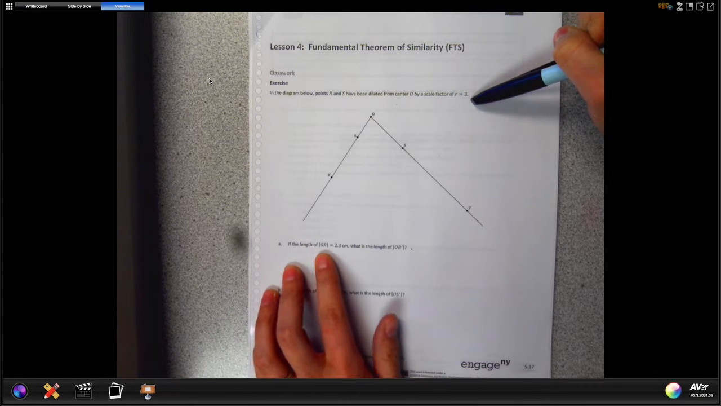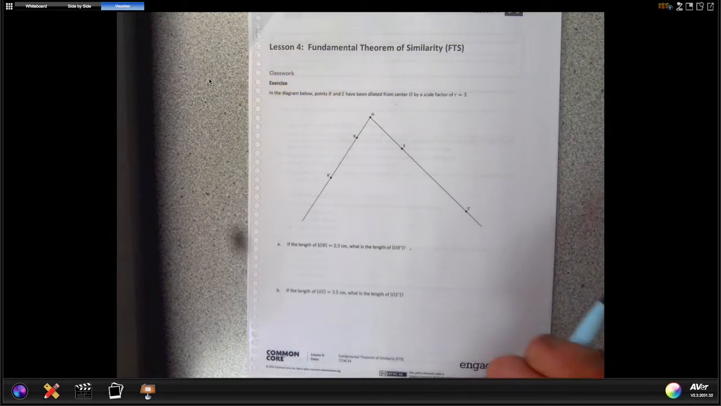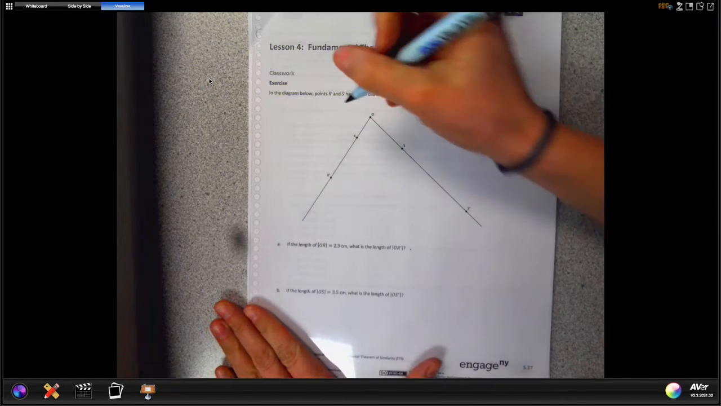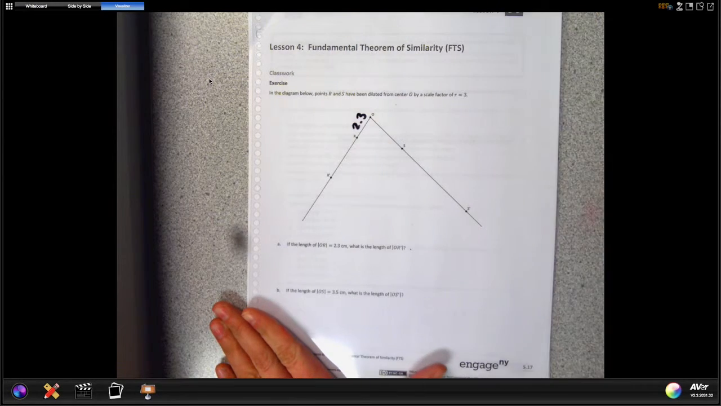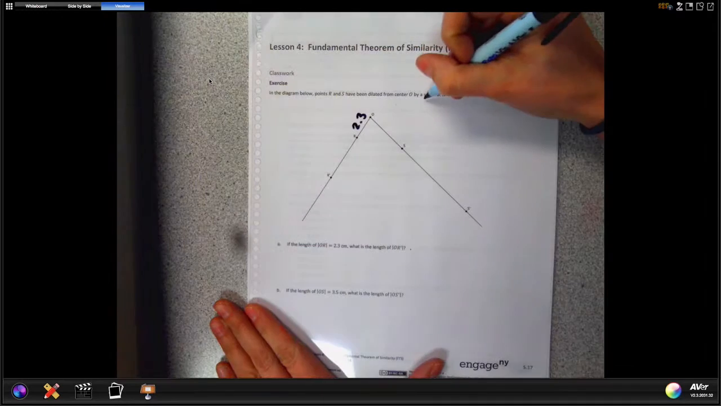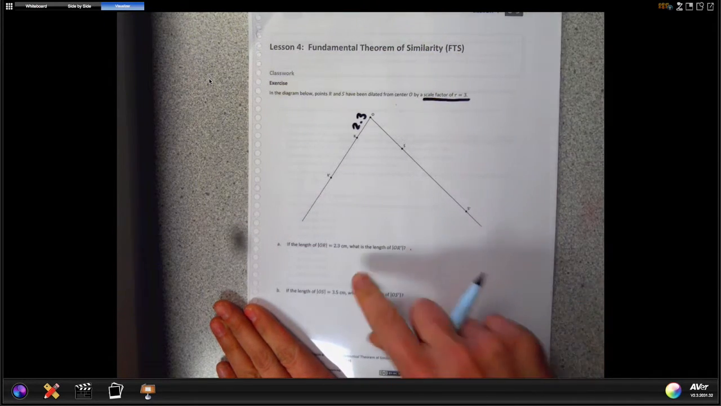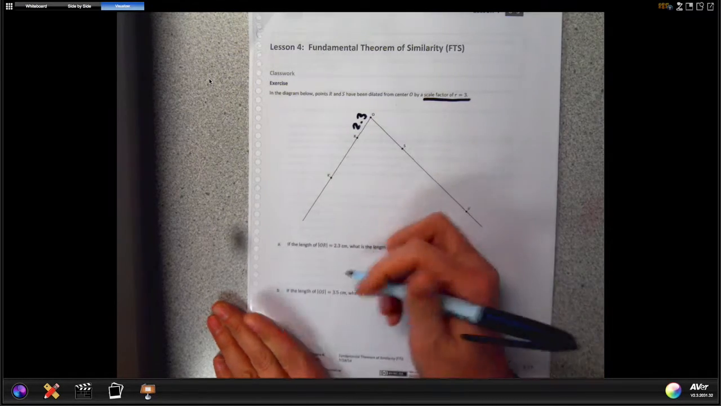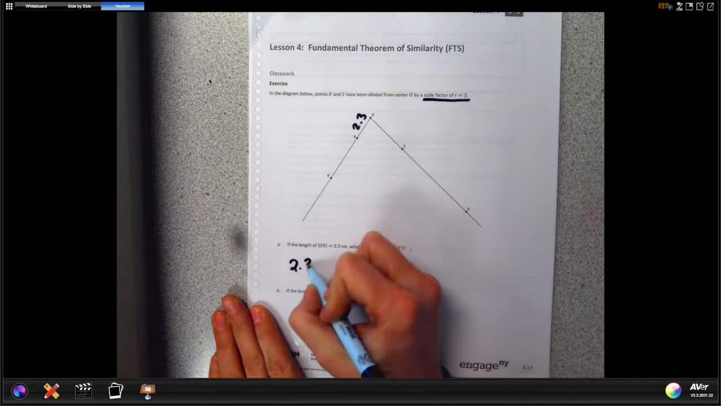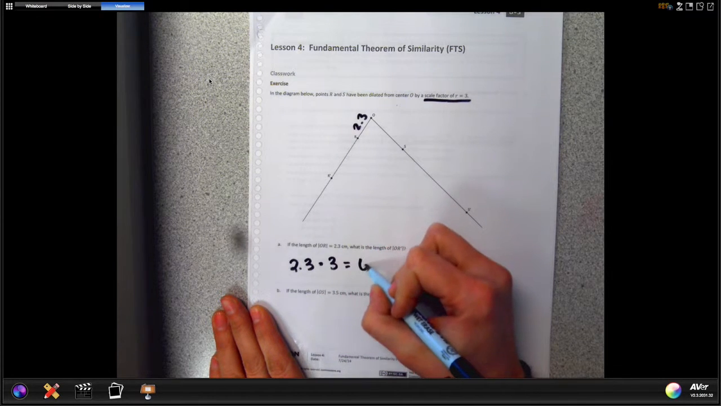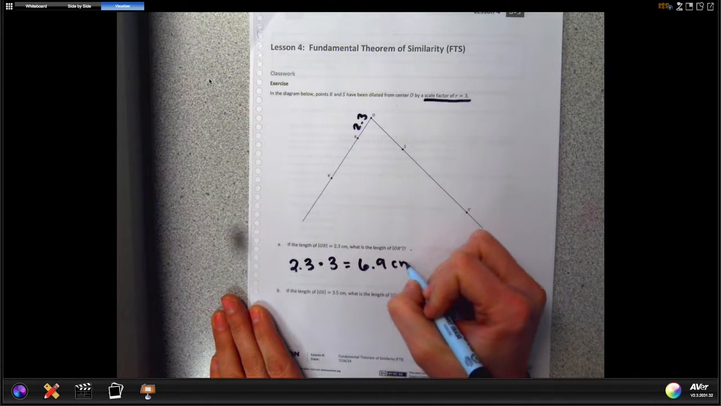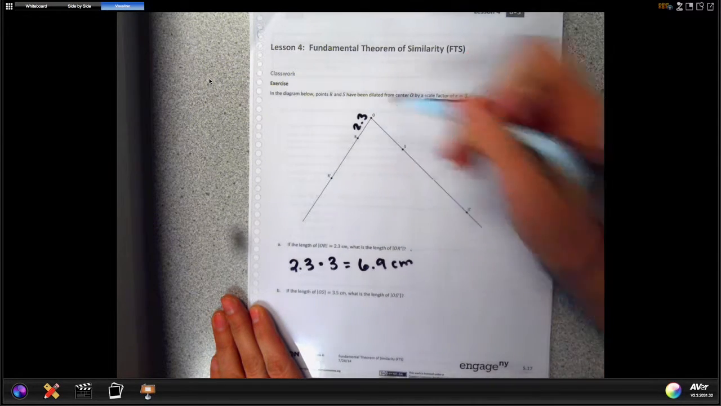It says if the length of OR is 2.3 centimeters, what is the length of OR prime? So basically, if we know from here to here is 2.3 centimeters, and our scale factor is 3, to find OR prime, we just do 2.3 times our scale factor of 3, and we get 6.9 centimeters. Okay, so that's this longer length.